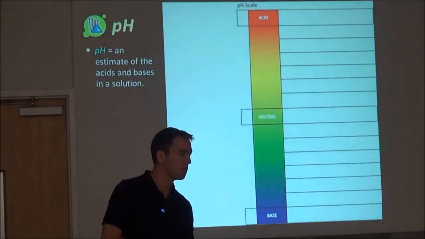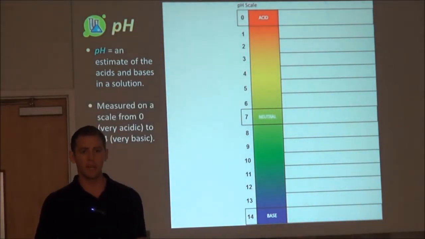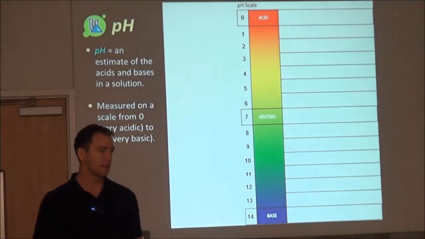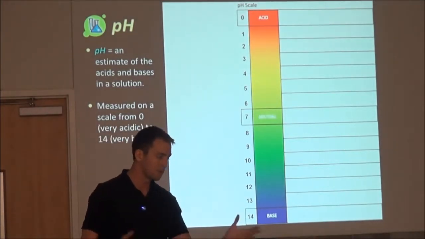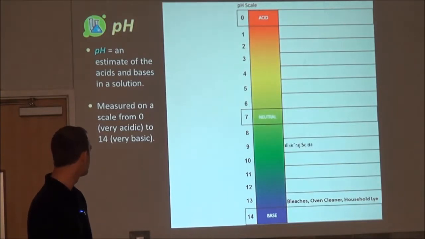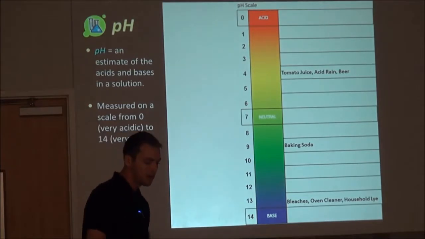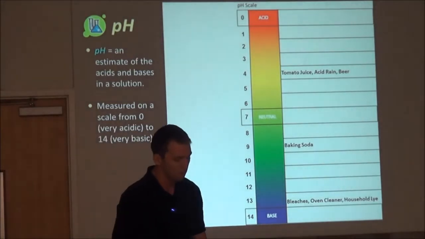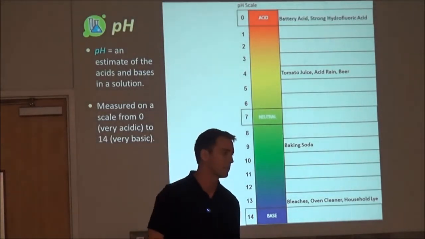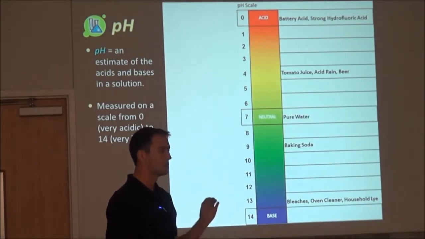pH is the second water quality parameter we look at. It's measured on a scale from 0 to 14. If you can think back to high school chemistry class, it's not long ago for some of us, maybe longer for others. A few household chemicals that we commonly find: bleach being very basic, near the 14 end. Baking soda also slightly basic. Tomato juice, beer, and acid rain on the acidic side, around 4. And then you have your strong acids, your battery acid, hydrofluoric acid, and then pure water falls at neutral 7.